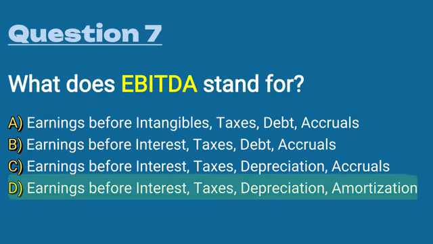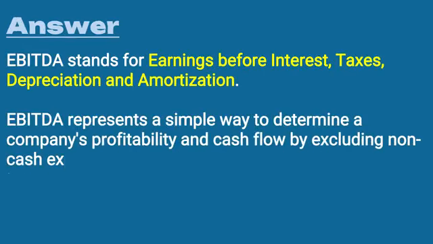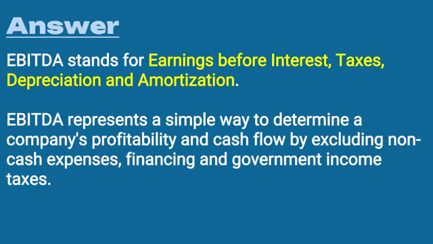The answer is D, earnings before interest, taxes, depreciation, and amortization. EBITDA represents a simple way to determine a company's profitability and cash flow by excluding non-cash expenses, financing charges like interest, and government charges like taxes.